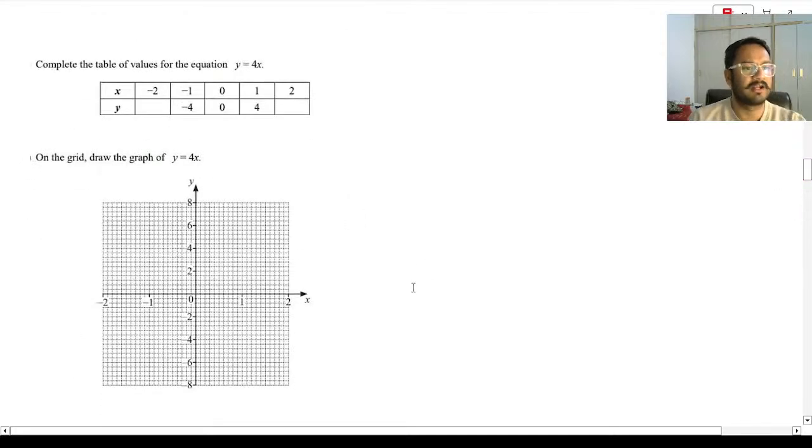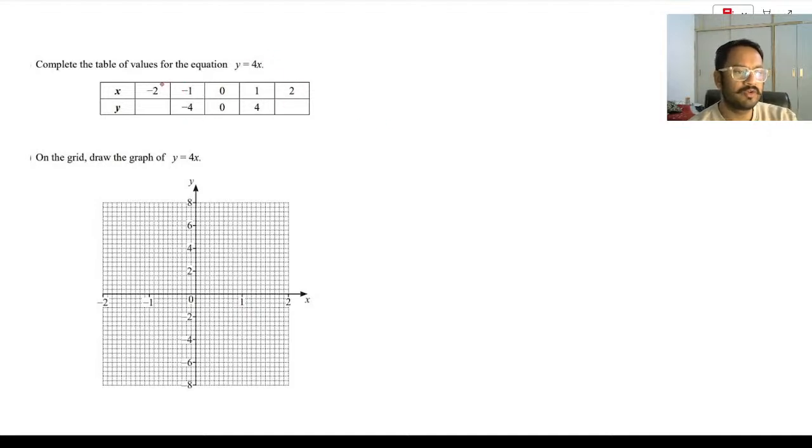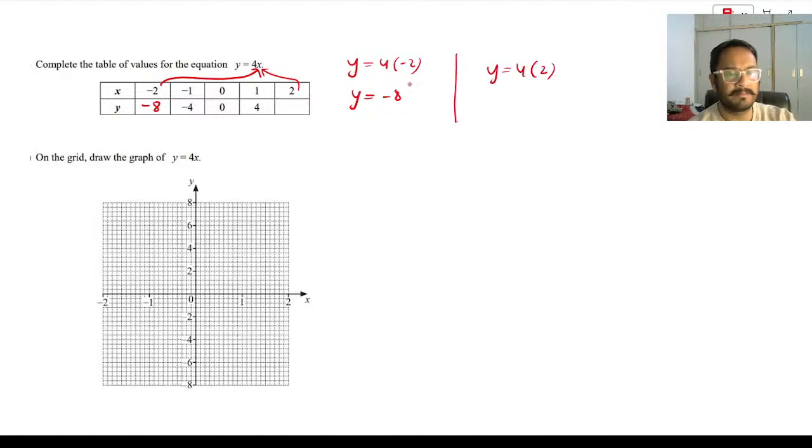Okay, so we have to make this graph. Complete the table of values for the equation y equal to 4x. So what you need to do is substitute the value of x equal to minus 2 in this. So y will be equal to 4 bracket minus 2, so y equals minus 8. So you got the value of y, that is minus 8. You need to just write the value here. And again, all the values are already written, you need to put now 2. So if you put y equal to 4 and then bracket, in the place of x you need to put 2, because the x value is 2, right? So y will be equal to 4 times 2 is 8. So you got the value of 8.